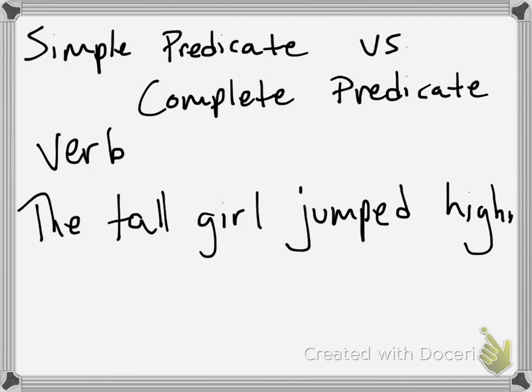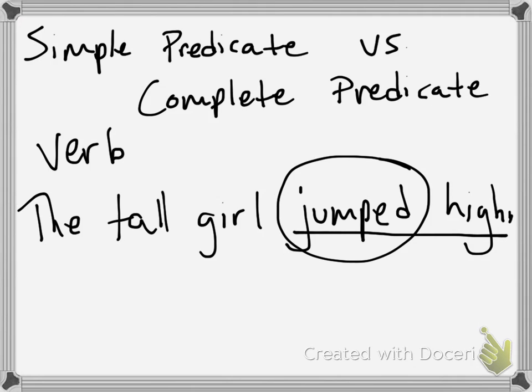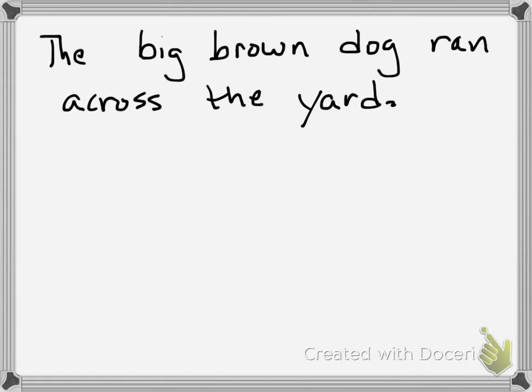If I use the same example sentence that I did before of the tall girl jumped high, our simple predicate would be jumped. This is the verb, this is the action in this sentence. But we also have a word here that describes the height of the jump, and that is high. So the complete predicate would include that simple verb jumped plus high, so jumped high.